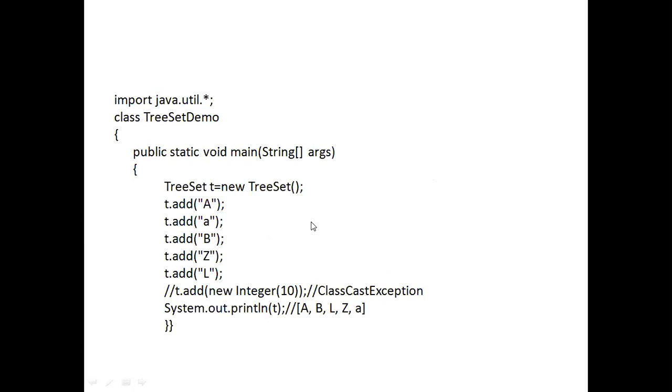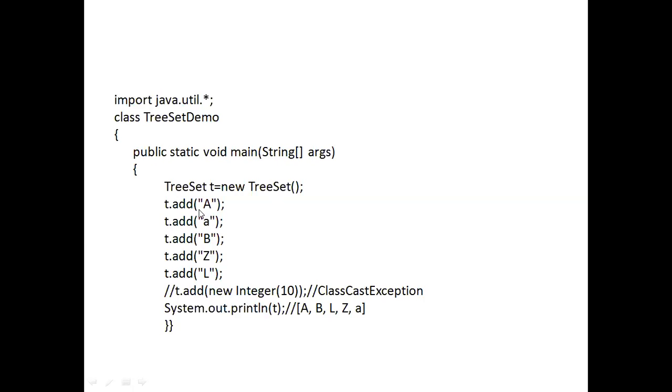Here we'll discuss one example. Class TreeSetDemo is my class name. This collection framework is present in the java.util package. Already we have discussed. So my execution starts from here. TreeSet t = new TreeSet(); so I created an empty TreeSet.